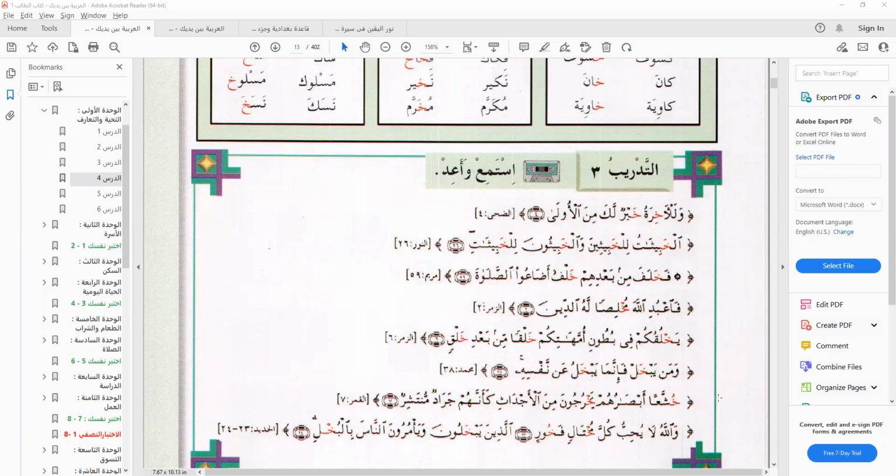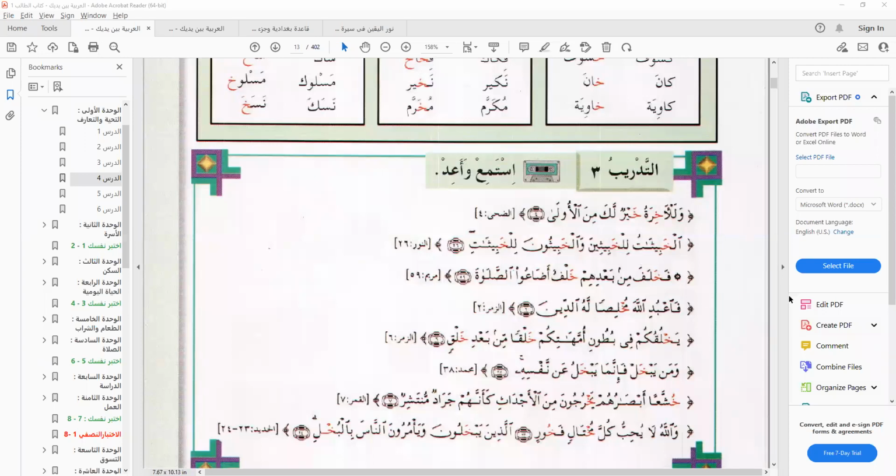مرة أخرى. أعوذ بالله من الشيطان الرجيم. بسم الله الرحمن الرحيم. وللآخرة خير لك من الأولى. الخبيثات للخبيثين والخبيثون للخبيثات. فخلف من بعدهم خلف أضاعوا الصلاة. فاعبد الله مخلصا له الدين. يخلقكم في بطون أمهاتكم خلقا من بعد خلق. ومن يبخل فإنما يبخل عن نفسه. خشعا أبصارهم يخرجون من الأجداث كأنهم جراد منتشر. والله لا يحب كل مختال فخور. الذين يبخلون ويأمرون الناس بالبخل.